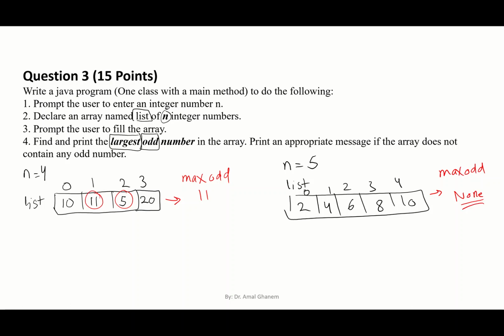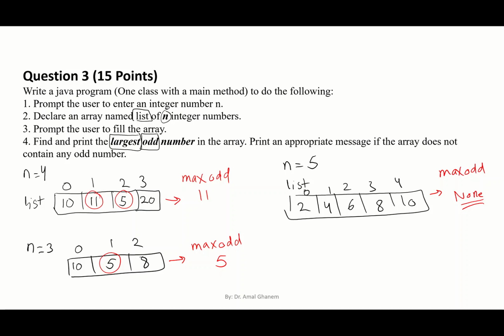Similarly, you can have any sample of data. Maybe you have a case where you have only one odd number. For example, n is 3, and this is your array of 3 elements. According to the user input, the values are 10, 5, and 8. When you search now, the only odd number you have is 5, and this is the only one. So when you find the maximum odd number, you will output 5.